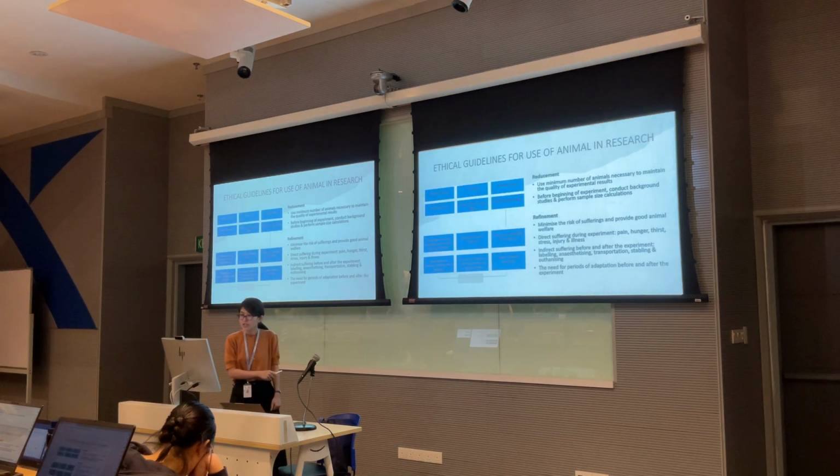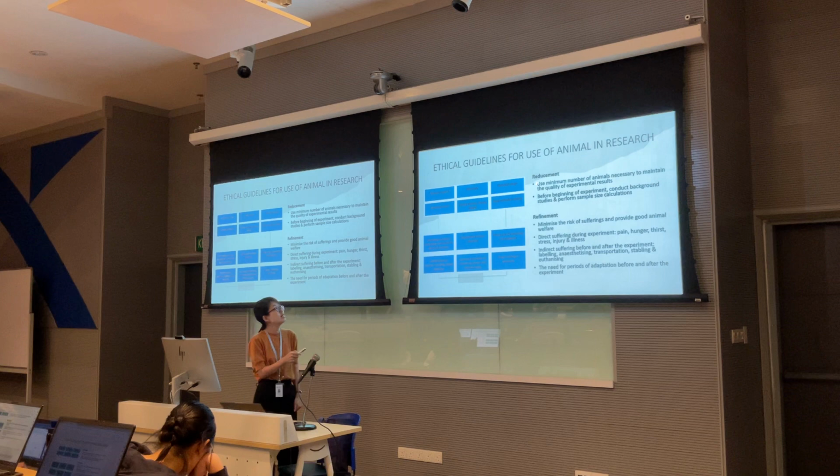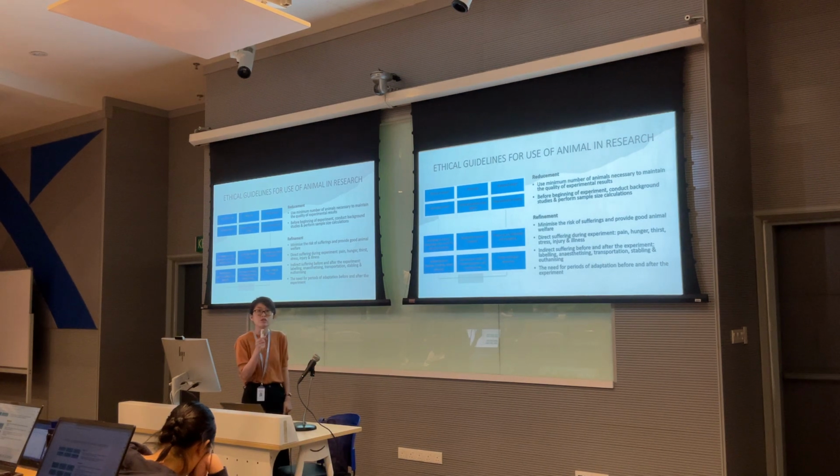Okay, so next one we have reducement. Reducement: try to reduce the number of mice involved if you cannot avoid an animal study. So try to do some literature search, reduce control, do some pilot study. Anything you can try to reduce the use of the mice.